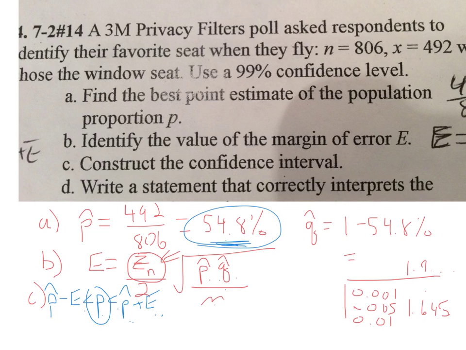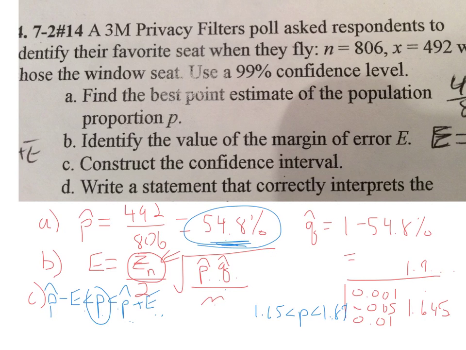So it might look something like 1.65. This number won't be accurate for your answers, but you'll end up with something looking like that, where you have real numbers either side of the P, and that's all they're looking for, okay?